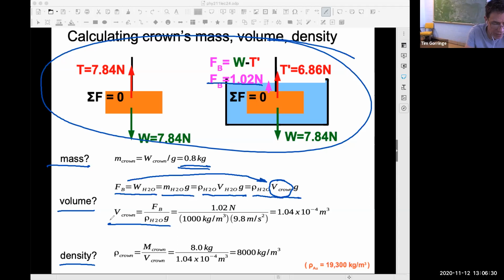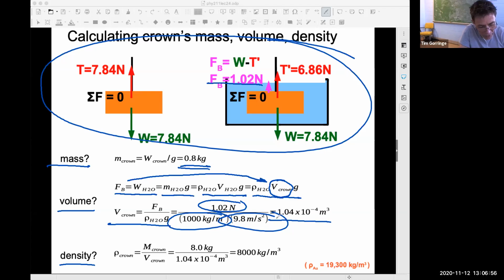So I can rearrange that equation, and it tells me that if I want to figure out the volume of the crown, all I've got to do is take the buoyant force, which was the difference between the true and apparent weights, divided by the density of water, divided by the acceleration of gravity. And so that's what I've done here. Here's the buoyant force upstairs. Here's the density of water. Here's the acceleration of gravity. This is the volume of the crown.